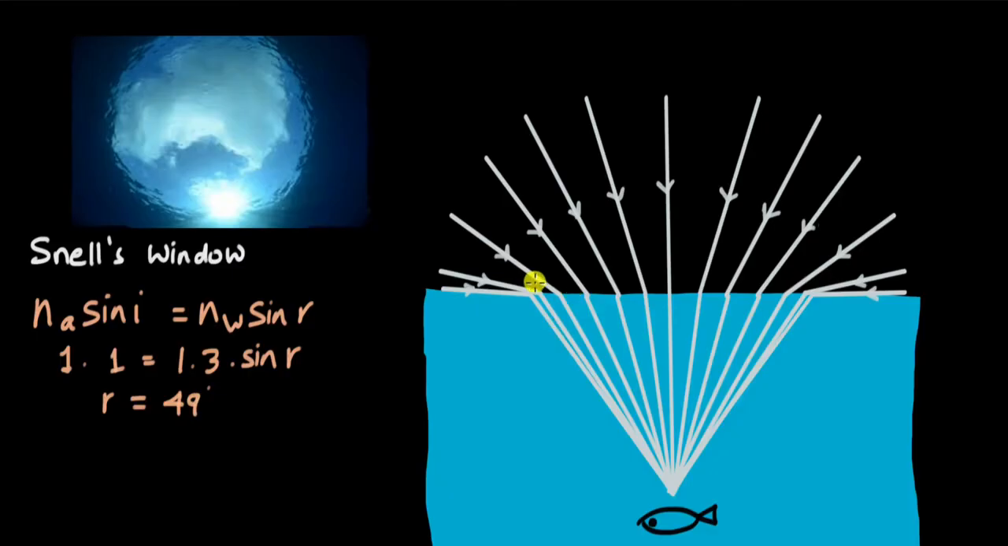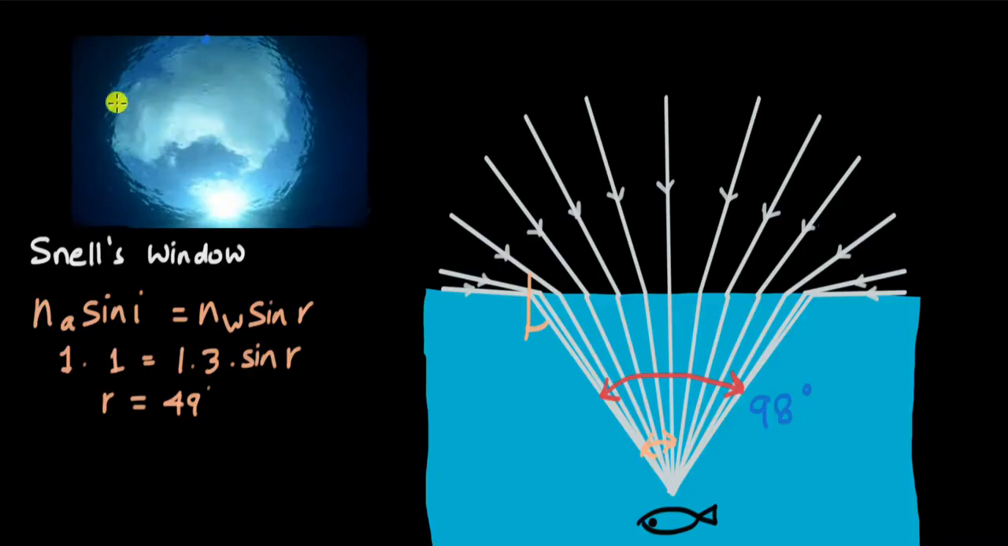This 49 degrees is this angle right here. Or if we use alternate angles, it would be this angle right here. This is 49. And the total angle would be 49 into 2, approximately 98 degrees. So this means that the entire 180 degree horizon is compressed into this cone of 98 degrees. This view right here is the entire horizon. It is 180 degrees.